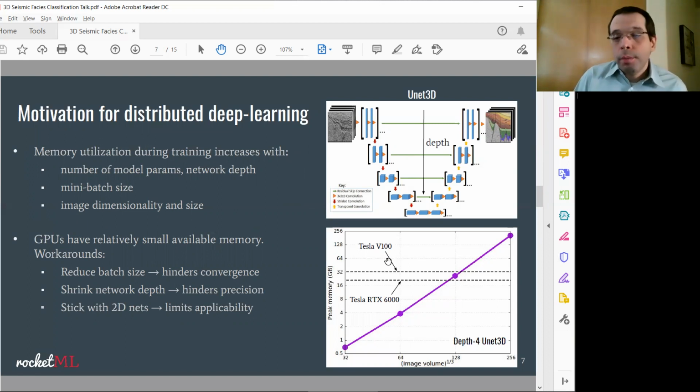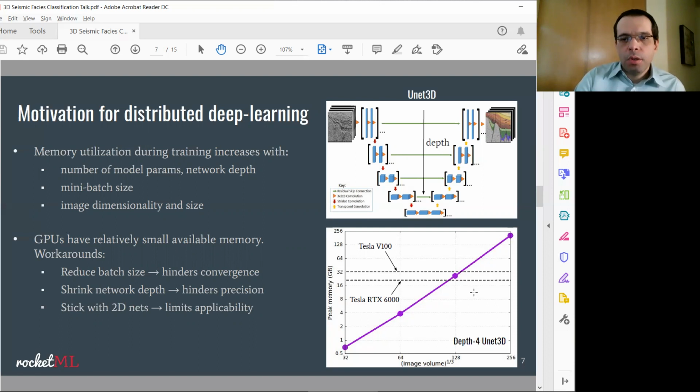the use of distributed deep learning to tackle not only these problems, but in general, large deep learning problems. We all know that during training, the memory peak during training depends on several parameters of your problem. In particular, they depend on the size of the network, the number of model parameters, the network depth, the mini batch size that you use, and finally, the image dimensionality and size.